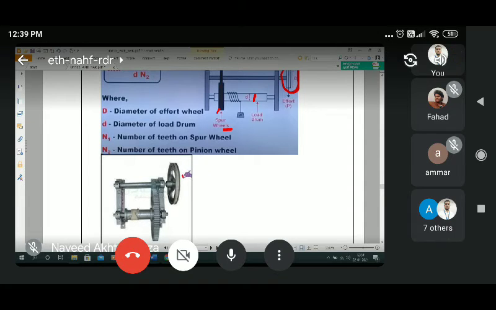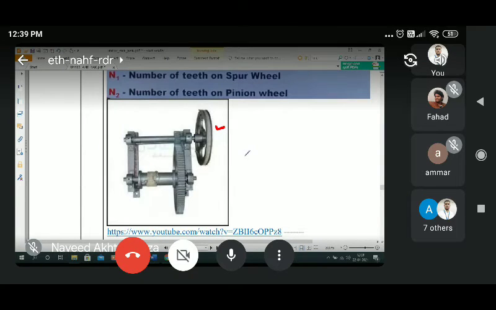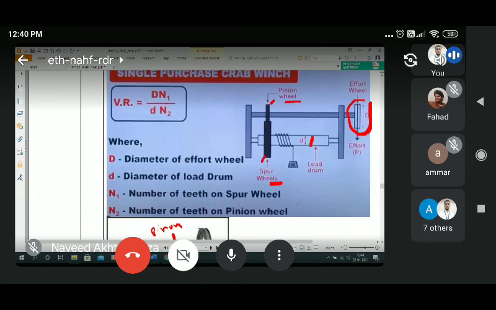I will enlarge. So this is the effort wheel. This one is the effort wheel attached with the string or wheel. Sometimes you provide a handle also. You can see this is the pinion gear. The small gear is called the pinion gear, and the big gear is called the spur or the main gear. Okay. So how is it working?